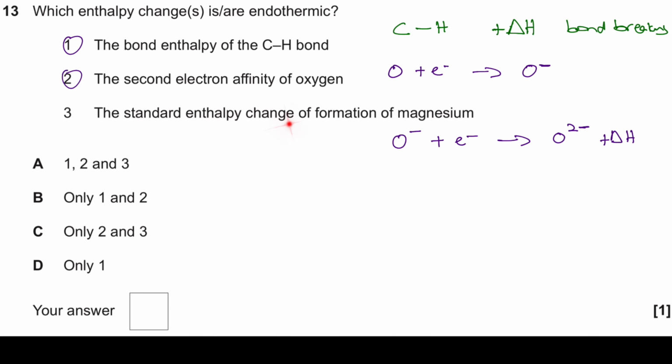The standard enthalpy change for formation of magnesium. Well, magnesium is basically an element which has already formed. Delta H for that one is going to be 0 because it's already formed. It's not a compound, it's an element. 3 is not correct. It will not be D, it will not be C, it will not be A, it will only be B. So we have to put B there.